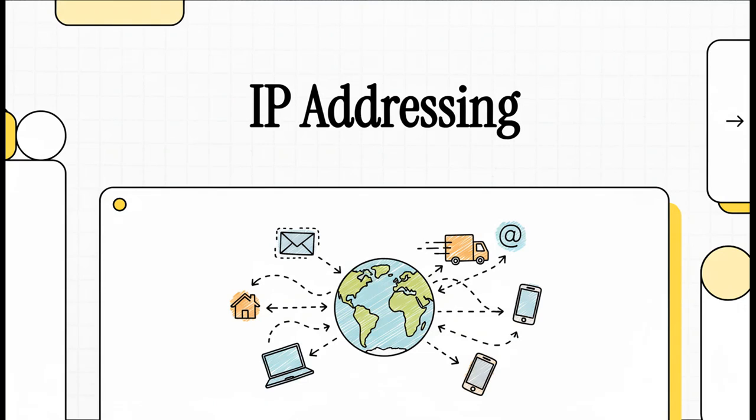Every single time you send an email, watch a video, or just click a link, you're tapping into the internet's giant global postal service. And the key to that whole system? It's something called IP addressing. Today, we're going to break down exactly how it all works.